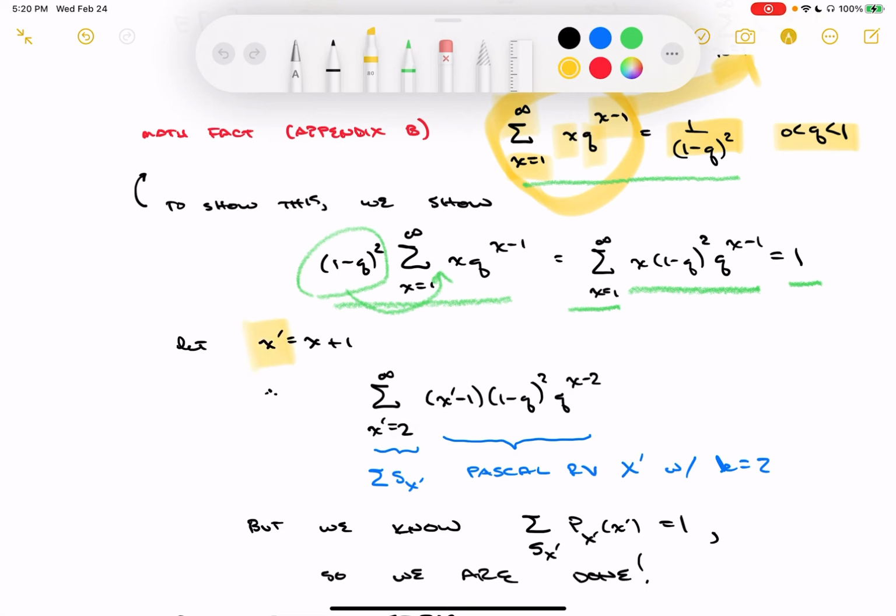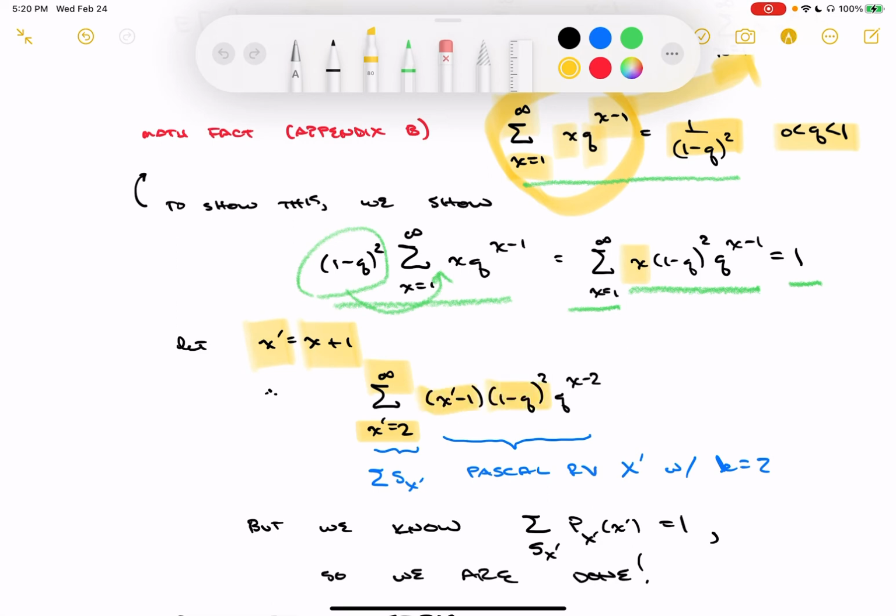I'm going to create a new variable, x prime, equal to x plus 1. That's going to change my limits from 1 to 2, right? Because x was 1 at the start, so 1 plus 1 is 2. Going out to infinity, x gets replaced with x plus 1, which equals x prime. If I solve that for x, that's x prime minus 1.